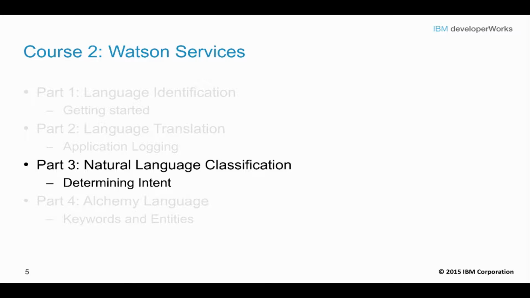This is the Consuming Watson Services in Python on Bluemix course. This is course 2. We've been looking at the Watson services, in particular the language services, and this is part 3 where we'll be looking at the natural language classification.